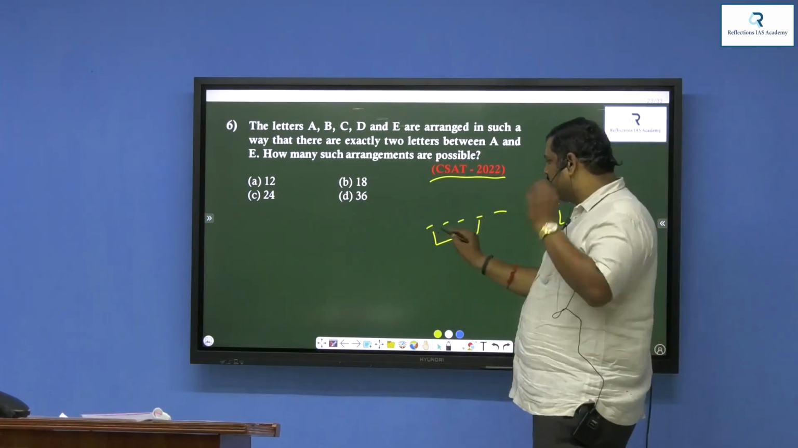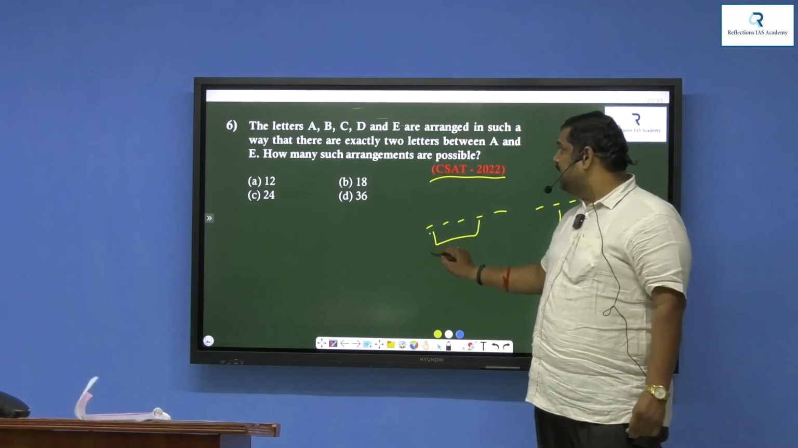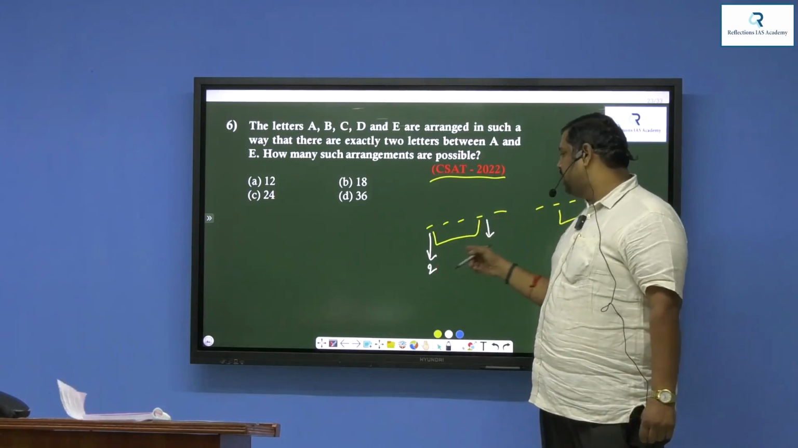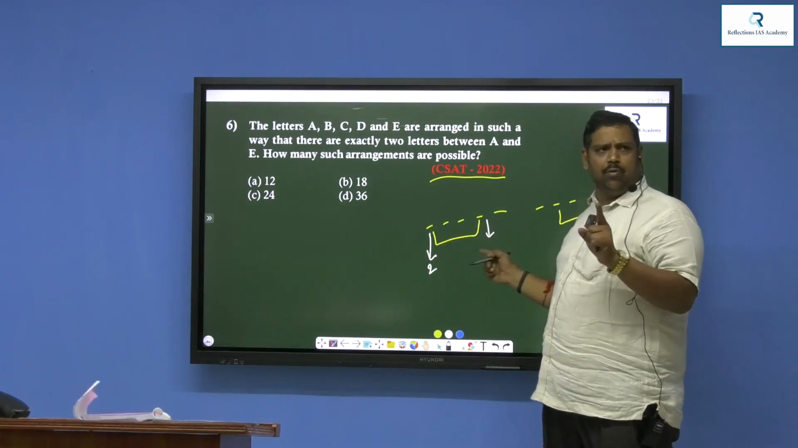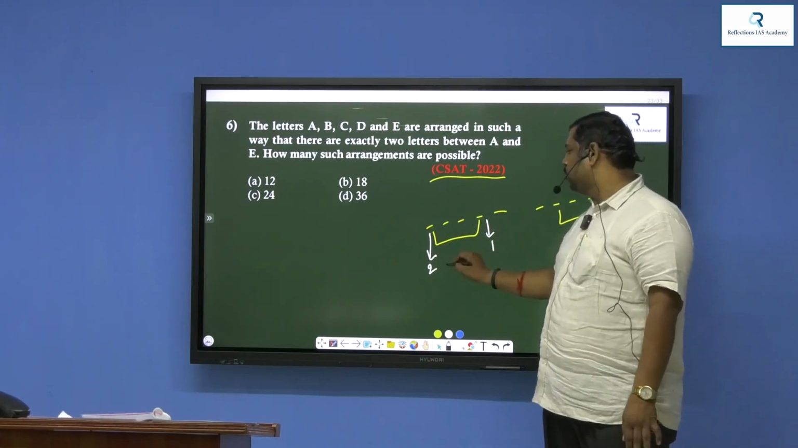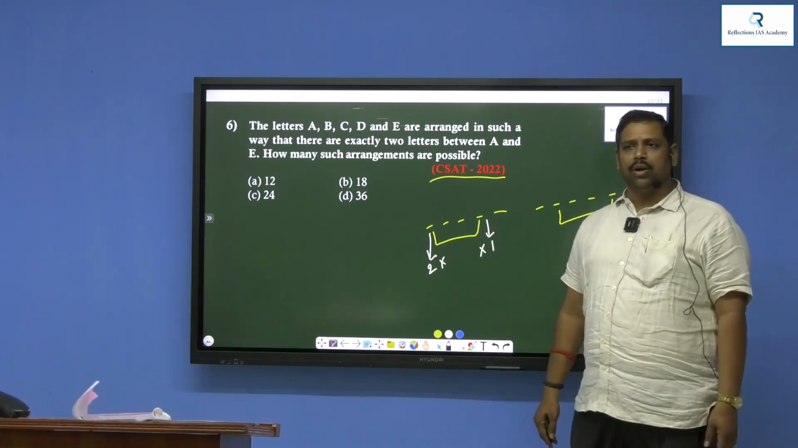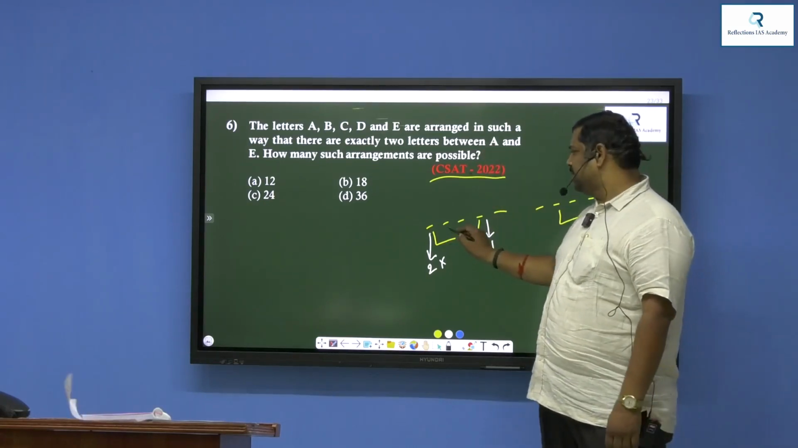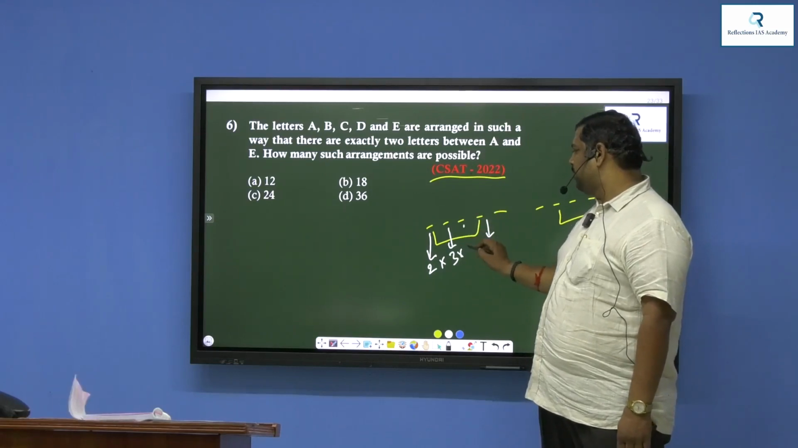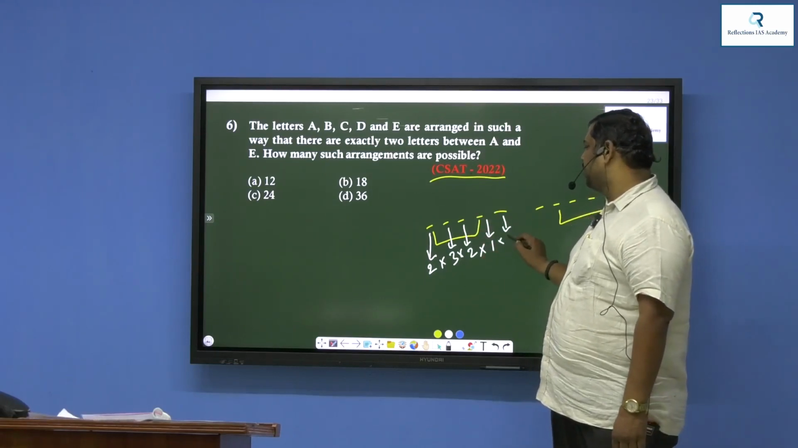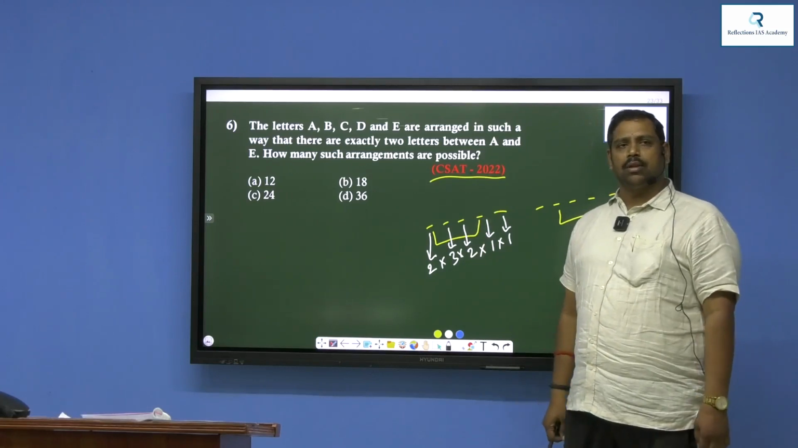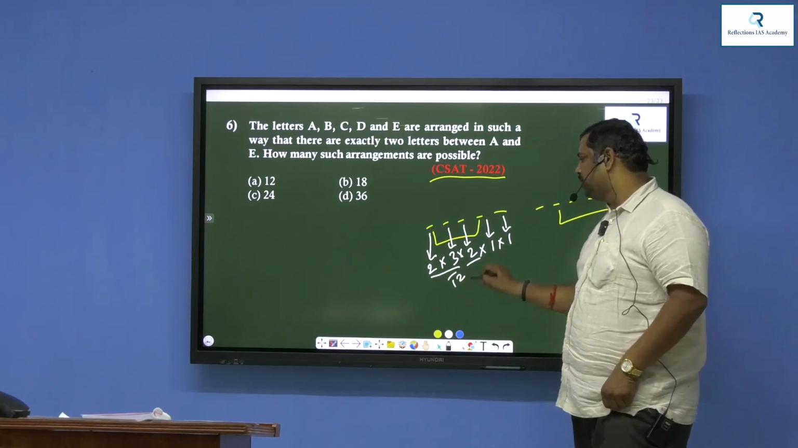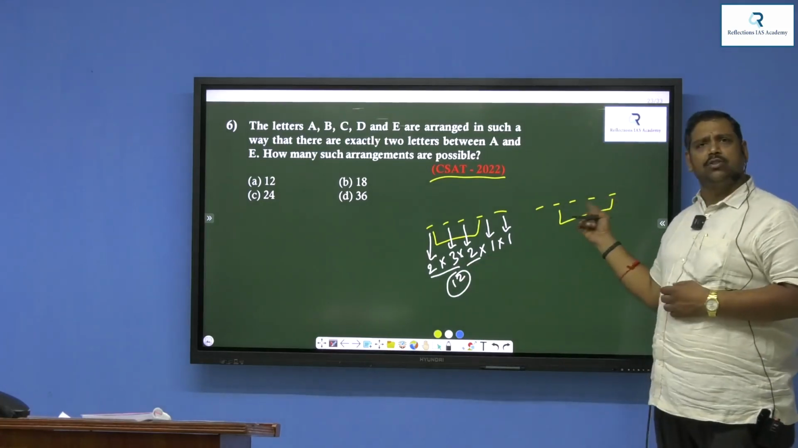So definitely in this one, this can be either A or E. If A comes here, E only one way. If E comes, A only one way. So only one way. Yes or no? Now coming to remaining three alphabets, remaining three positions. This can be filled by any of the three, this can be filled by any of the two, this can be filled by the remaining one. Yes or no? Okay, how many ways here? 2 3s are 6, 6 2s are 12. This is 12 ways.